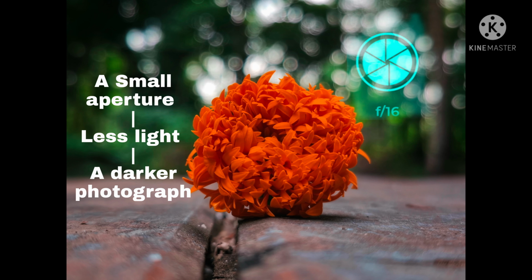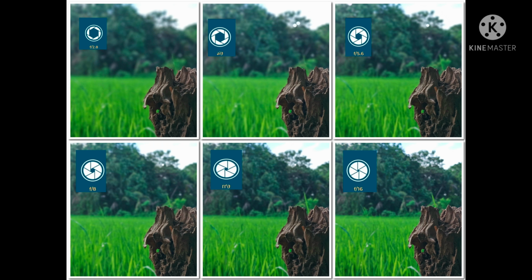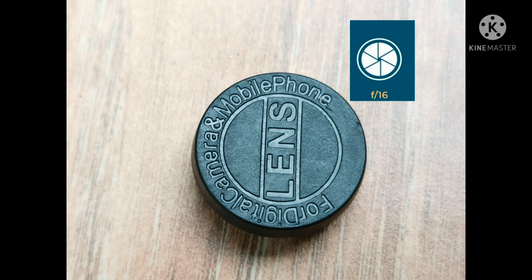Small apertures like f11 or f16 can be used to capture deep depth of field. It is ideal to capture sunstar, macro photography as well as landscape and architecture photography.